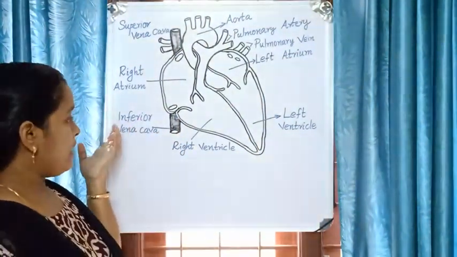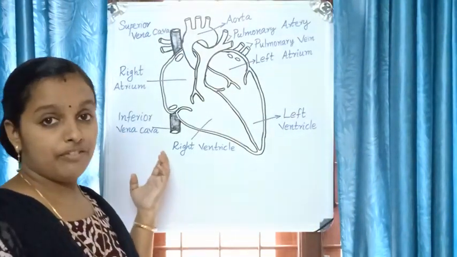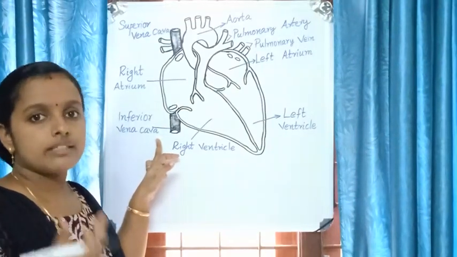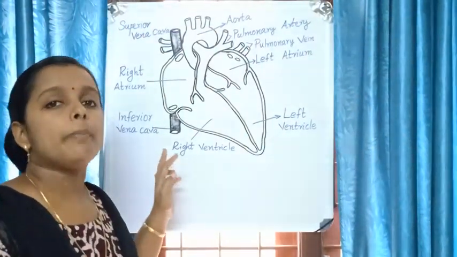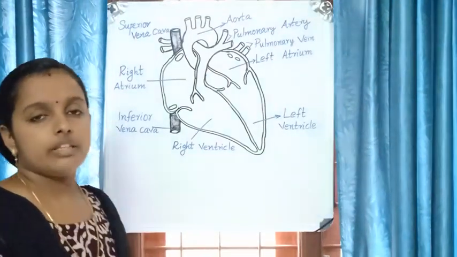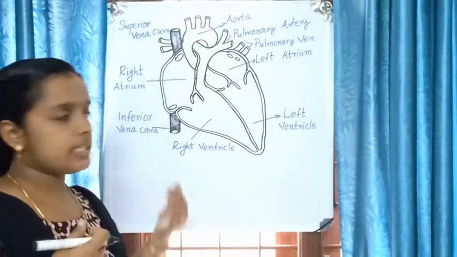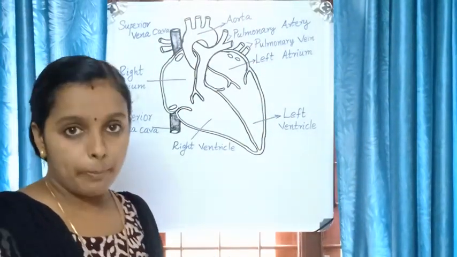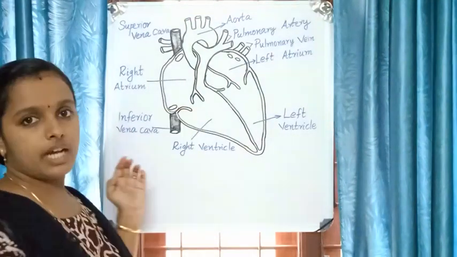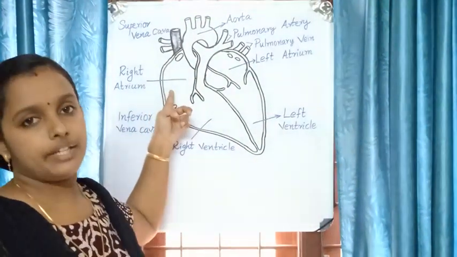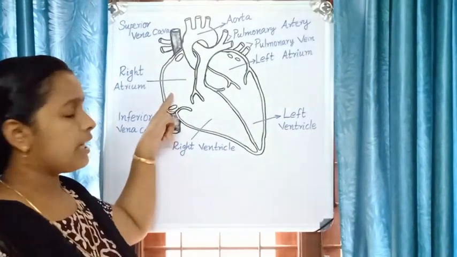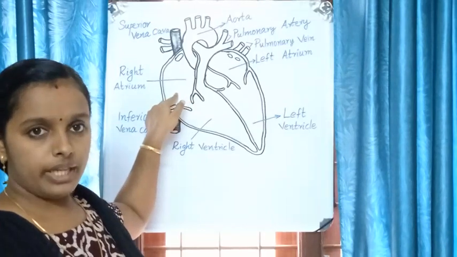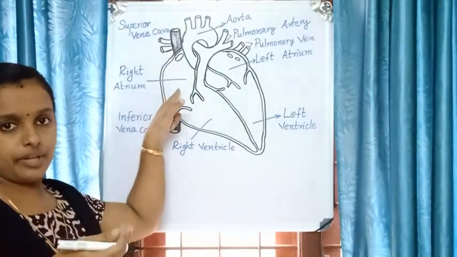First we can discuss the inferior vena cava. What do you mean by inferior vena cava? That means this blood vessel takes blood from the lower parts of our body. This inferior vena cava will take the blood from our lower parts and transport it into the right atrium, or supply the blood from the lower part of the body into the right atrium.